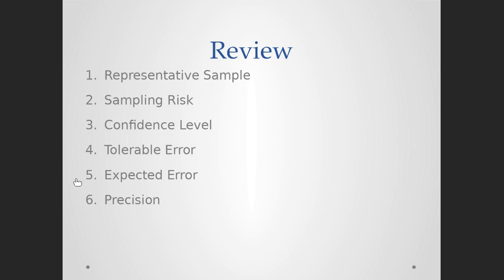So the expected error is our expected number of errors in the population, and this is an estimation, and we are never going to know whether our estimation was accurate or not because we are not going to look at the entire population. The tolerable is applied to the sample. The expected is an estimation of the errors that are in the population. Okay?